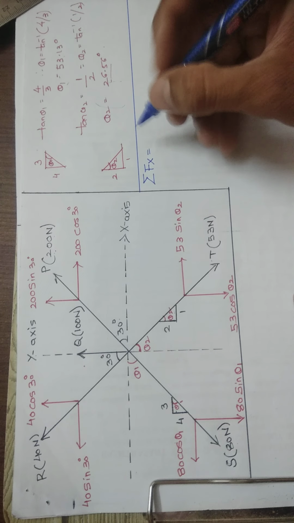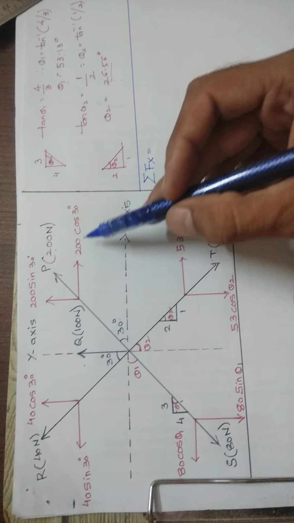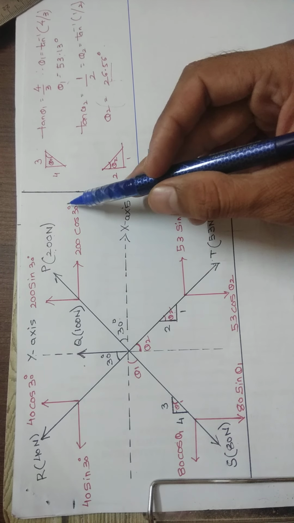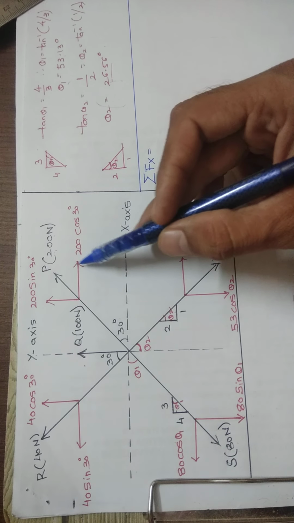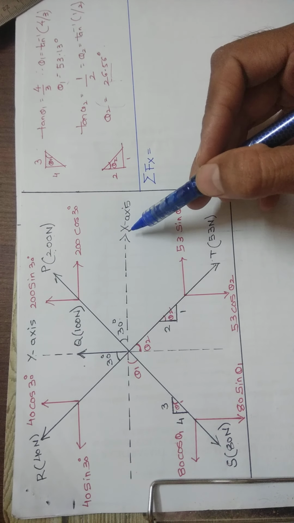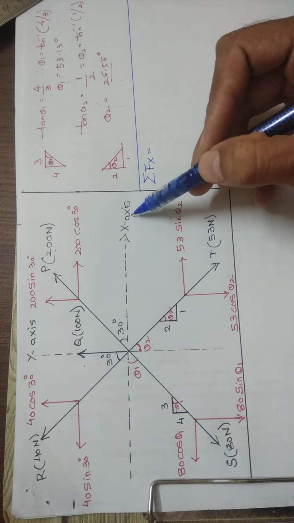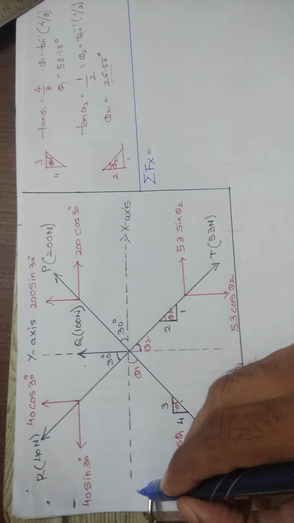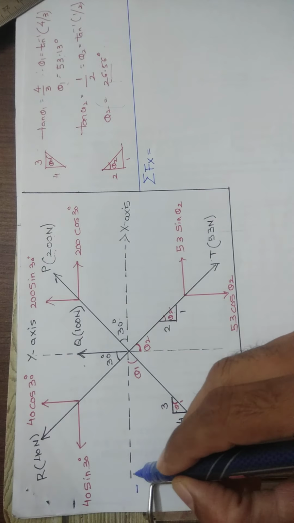So Fx is equal to, first, the force of 200 Newton. Its x component is 200 cos 30 degrees. It is moving to the right side. This graph itself indicates the directions. Right side is taken as positive and upside is taken as positive. This will be the negative x-axis, and this will be the negative y-axis.